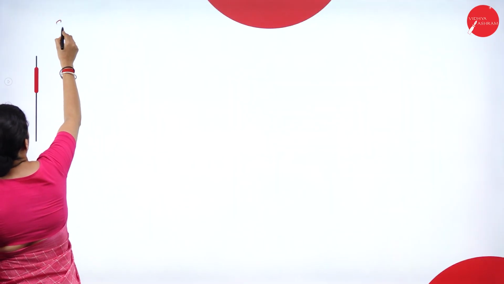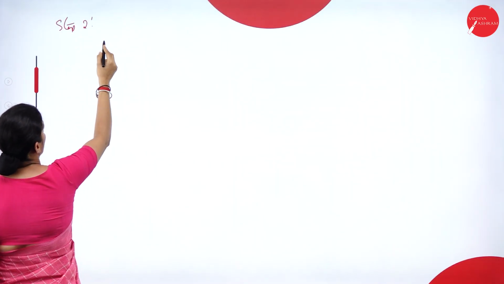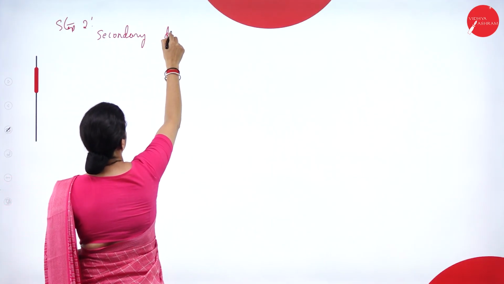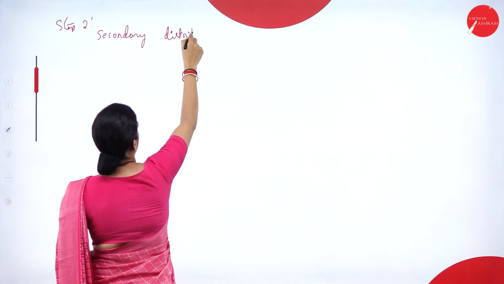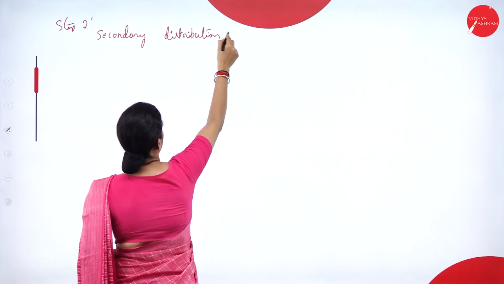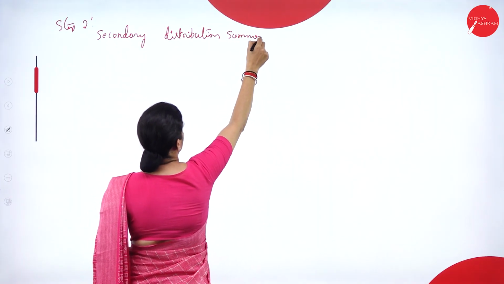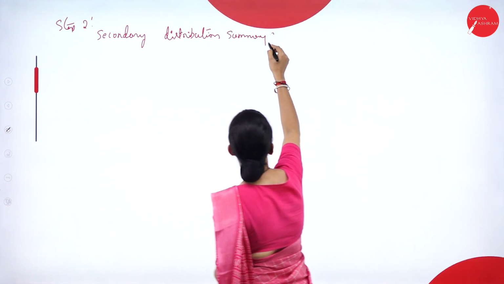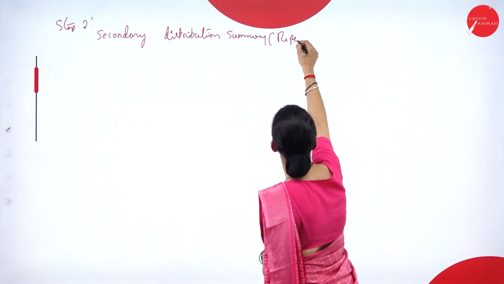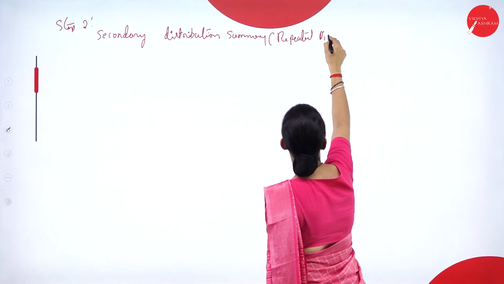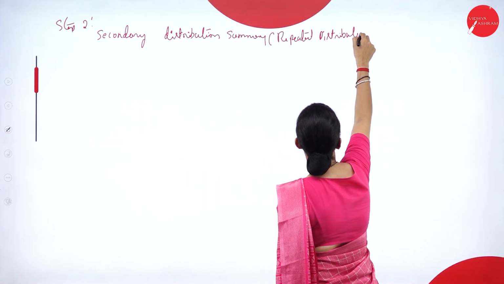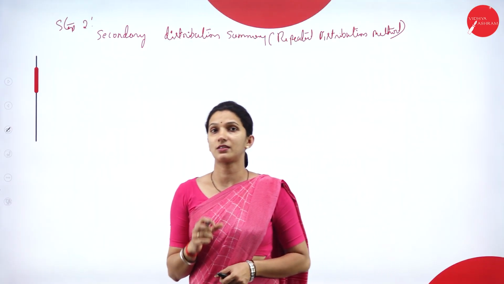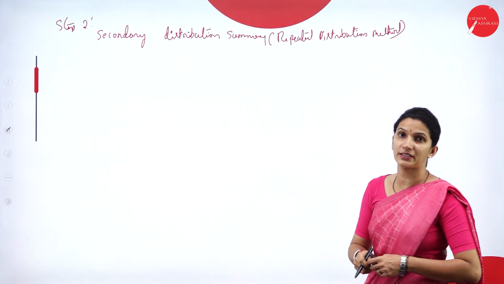Here, step 2: we have to prepare the secondary distribution summary. For the preparation of the secondary distribution summary, we have to follow the repeated distribution method. When we prepare the secondary distribution summary, we have to follow the method of repeated distribution table.